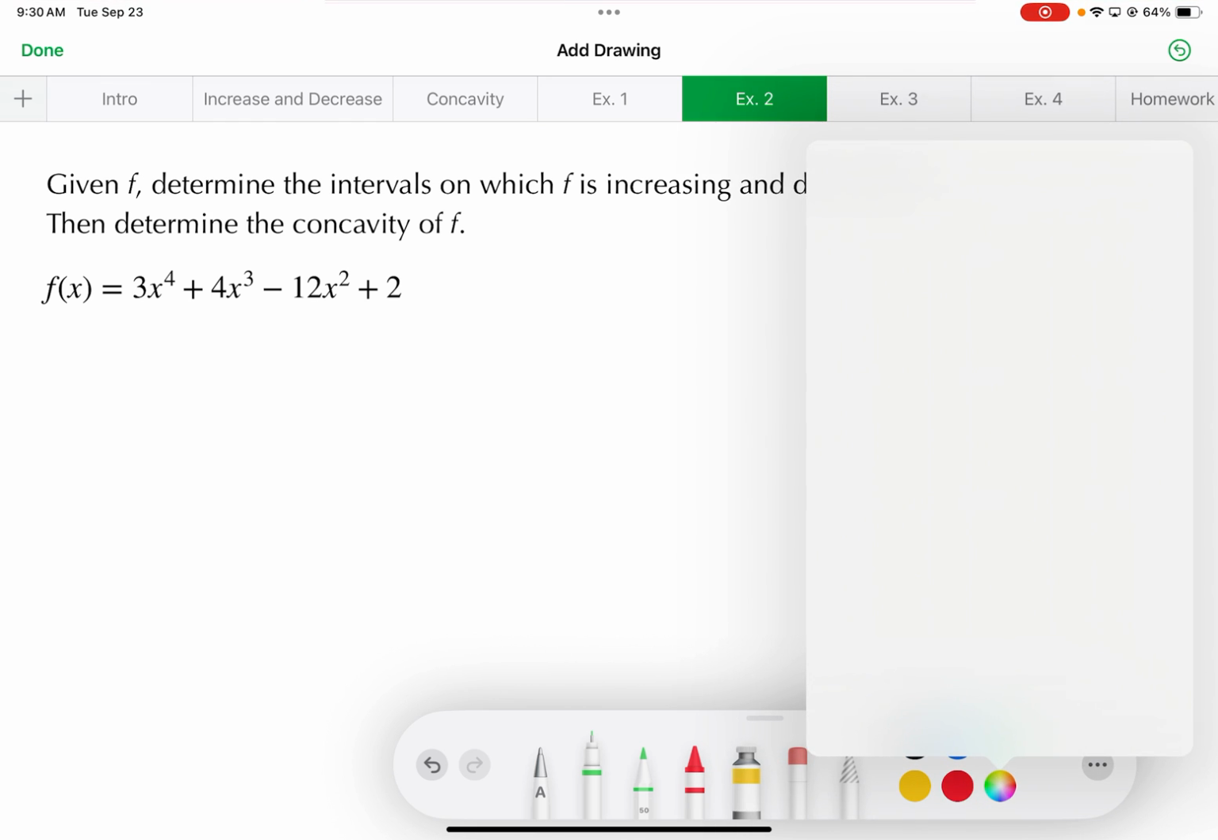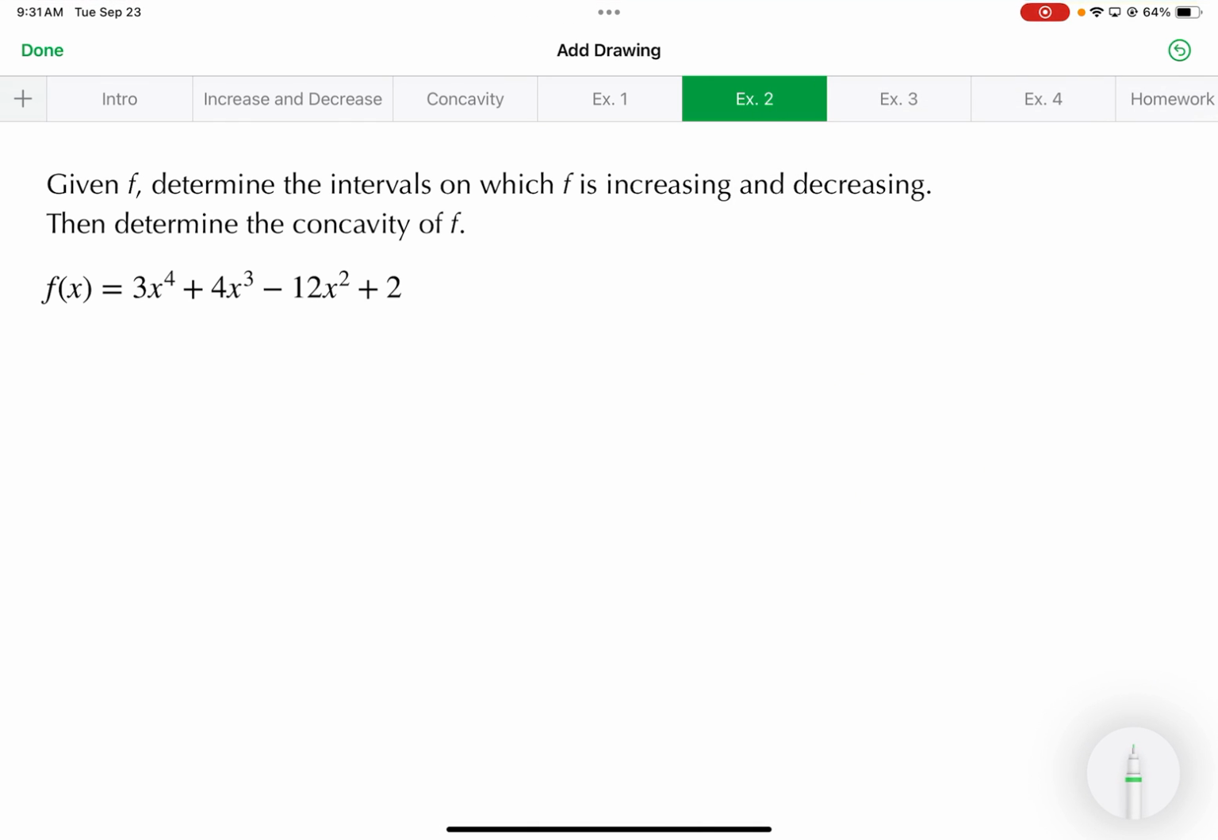I'm really annoyed that I can't choose the color gray. It's a bummer. All right. First derivative. Green it is.